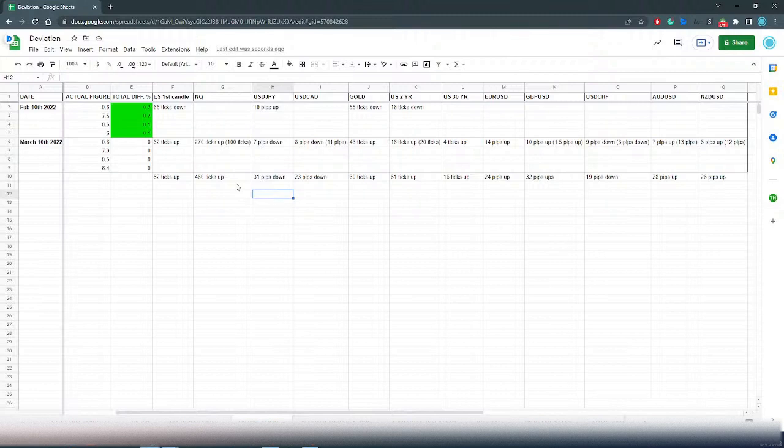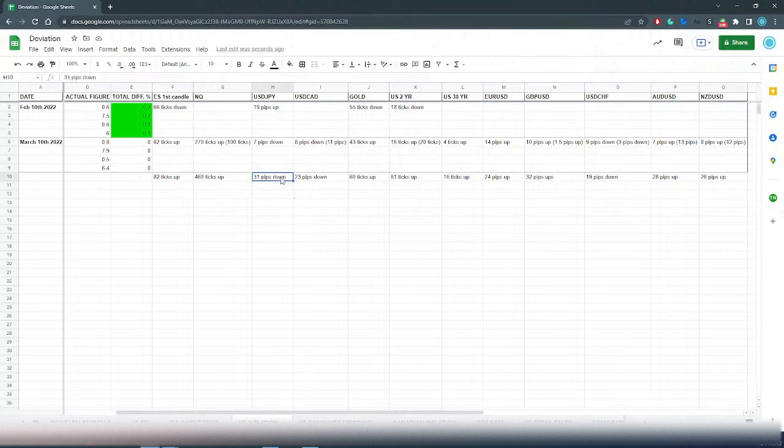So anyway, 460 ticks was the upside. Dollar yen 31 pips down. All the dollar currency pairs are going to see depreciation, but dollar yen saw about 31 pips down compared to the other ones. Cable is actually quite close, but cable and the dollar yen saw the most movement. Euro dollar about 24 pips down. Dollar CAD about 23 pips down. Dollar Swiss franc about 19 pips down. Aussie dollar and New Zealand dollar about 28 and 26 respectively.